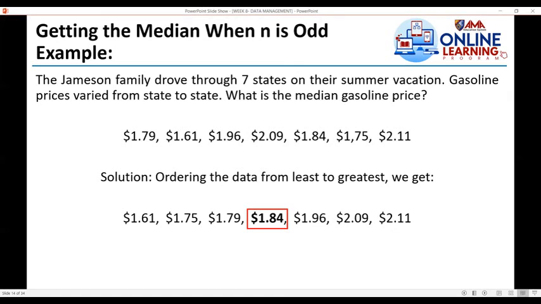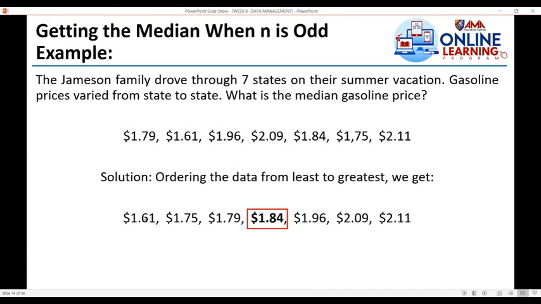the data or the elements of the data set from lowest to highest or in increasing order. So we have to arrange first the elements of the data set from lowest to highest. So from that, the order becomes $1.61, $1.75, $1.79, $1.84, $1.96, $2.09, and $2.11.